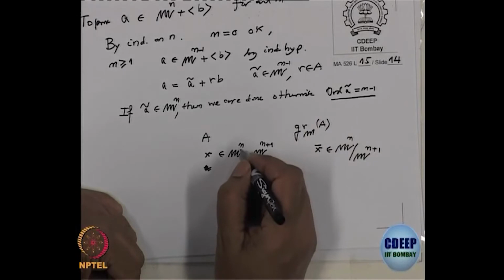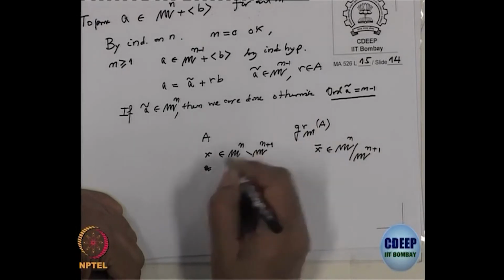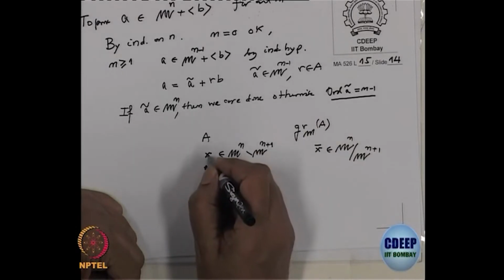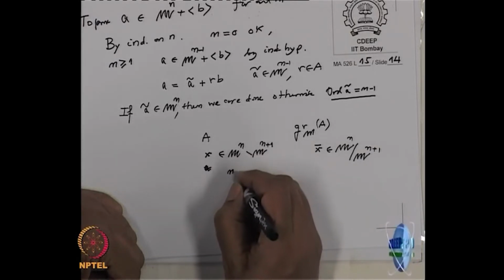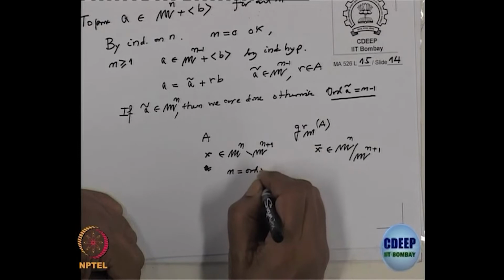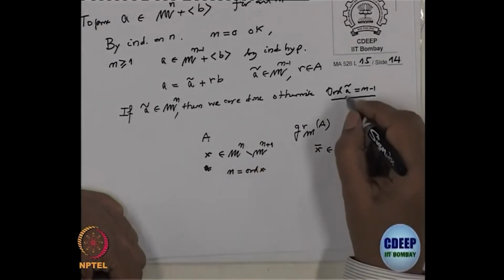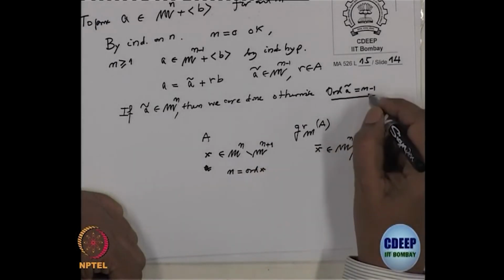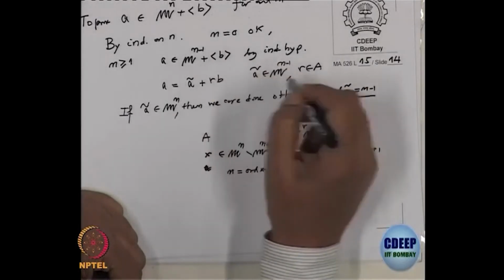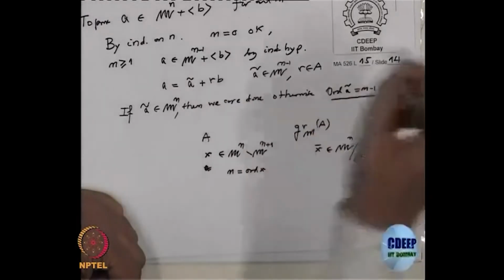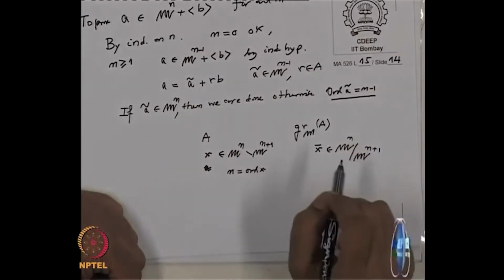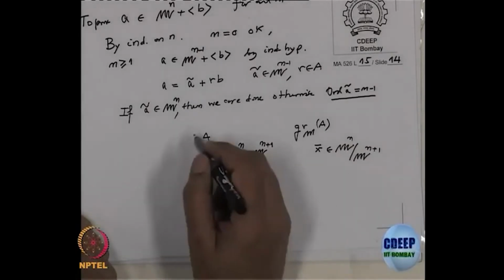But then this n has a property: x belongs to m^n, but not to the next one. So, this n is called the order of x. So, that is what I have written: the order of a tilde is n minus 1. That means it belongs to m^(n-1), that is okay, but it does not belong to the next one, because if it were belonging to the next one, we are already done anyway. So, that is the notation.